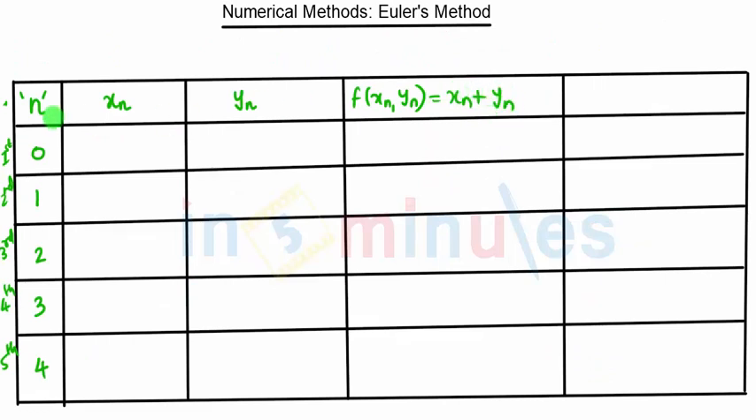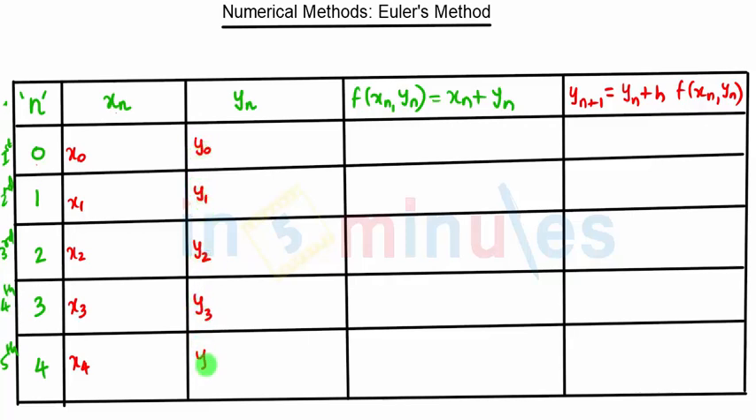And in Euler's method, the next term is given by y of n plus 1 is equal to y of n plus h times f of xn comma yn. Okay, so these are the basic things which we should write in Euler's method. So to start with xn, here we have n equal to 0, so it should be x0, x1, x2, x3, x4. Similarly y0, y1, y2, y3, y4.